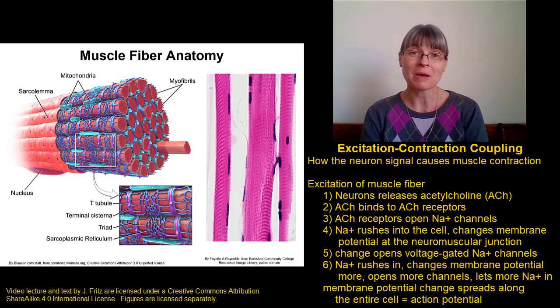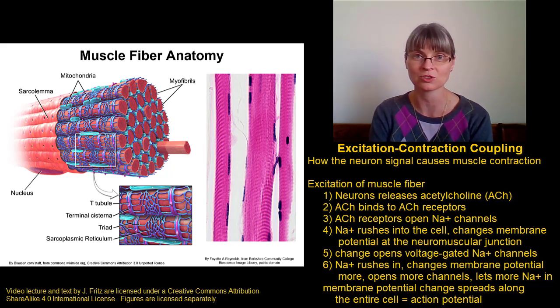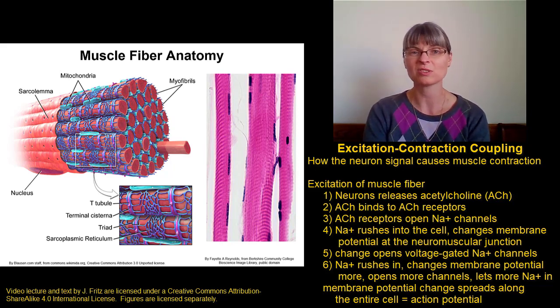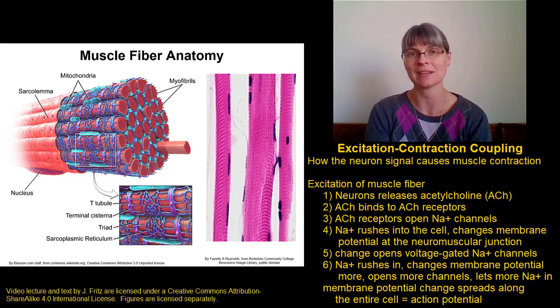That big change in the membrane potential that spreads all the way along the muscle fiber is called the action potential. We see action potentials in muscles and we see action potentials in neurons. It's a change in the membrane potential that spreads all the way along the cell.